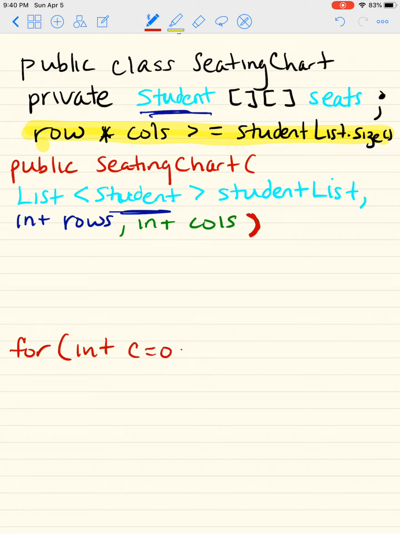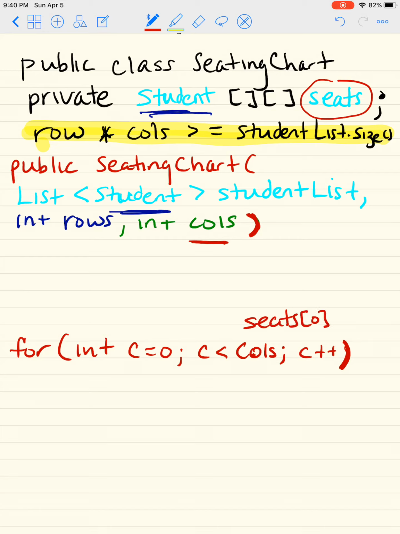Int C equals 0. Now remember that they pass these guys in, so you want to make sure that you use those, but I'll give you another option. So we're going to do C is less than cols, C++. Now, we don't need that semicolon at the end. Another thing that we can do instead of saying cols is we can actually use seats and do seats[0].length. Now this will tell the computer that you're using the columns when you put the 0 there.